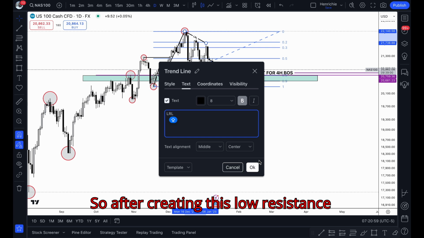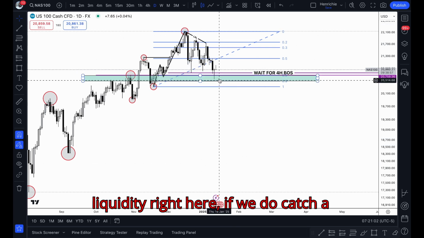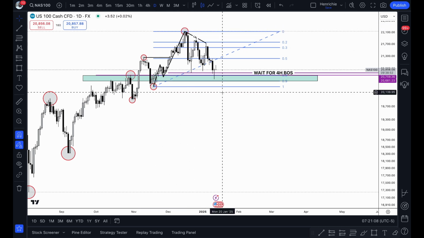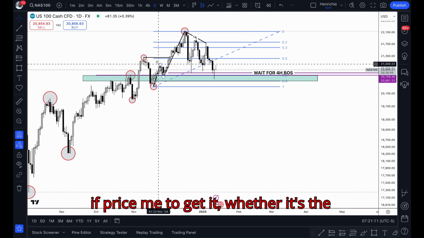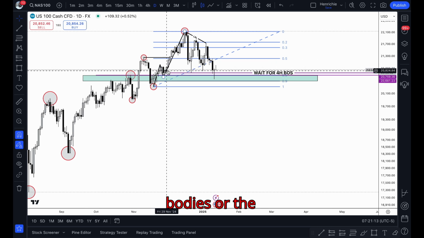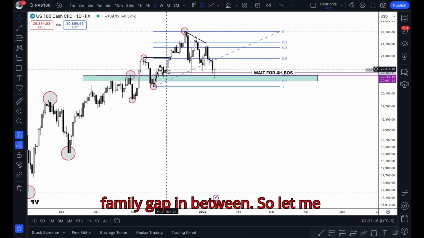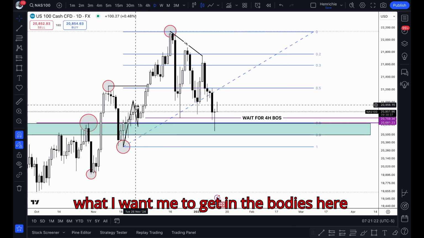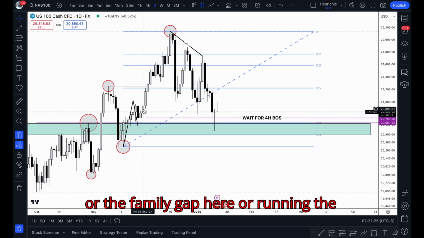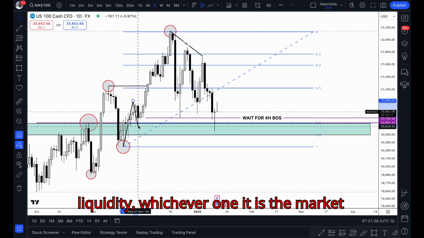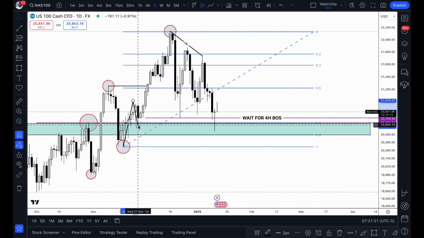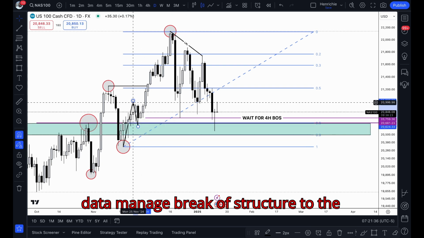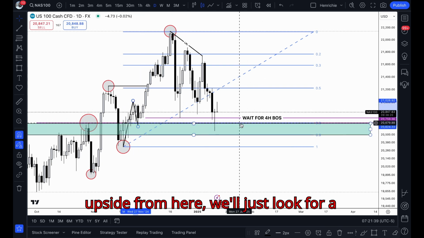So after creating this low resistance liquidity right here, if we do catch a buy, we'll target these low resistance liquidities. Now right here, the last down close candle, if price mitigates it, whether it's the bodies or the fair value gap in between, let me zoom this in a bit. So whether we're mitigating the bodies here or the fair value gap here or running the liquidity, whichever one the market wants to use, all we want to see in this zone is a 30 minute break of structure to the upside. So if we see a 30 minute break of structure to the upside from here, we'll just look for a buy.